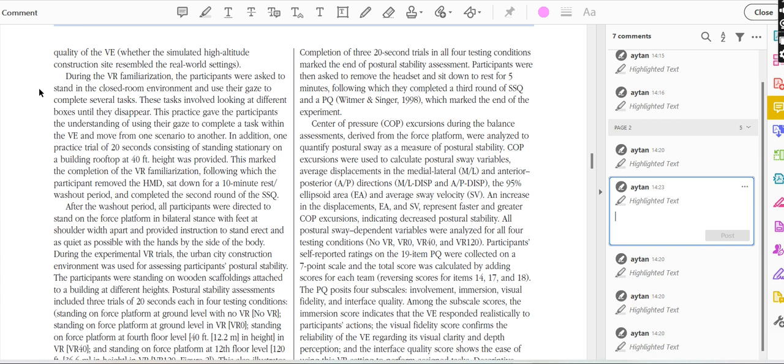After the washout period, all participants were directed to stand on the force platform in bilateral stance with feet at shoulder width apart and provided instruction to stand erect and as quiet as possible with the hands by the side of the body. During the experimental VR trials, the urban city construction environment was used for assessing participants' postural stability. The participants were standing on wooden scaffoldings attached to a building at different heights.